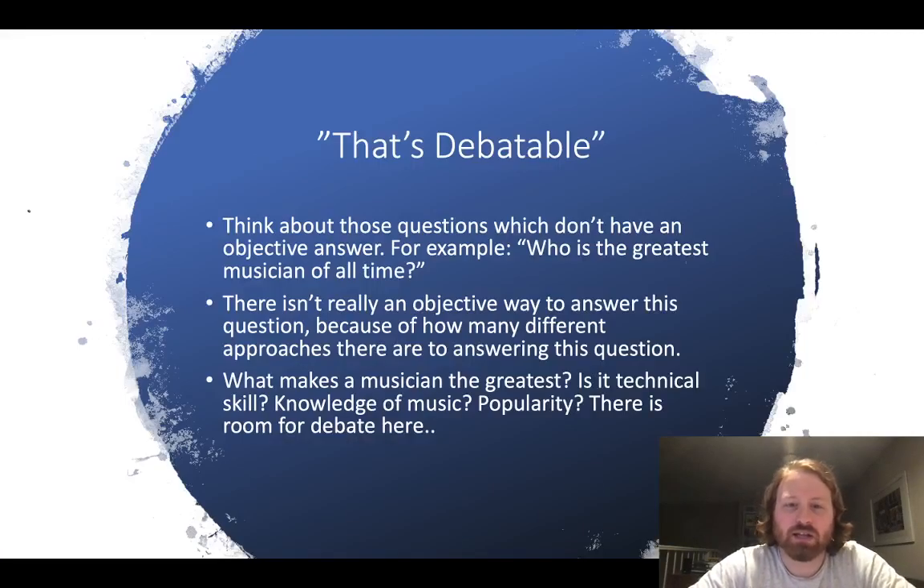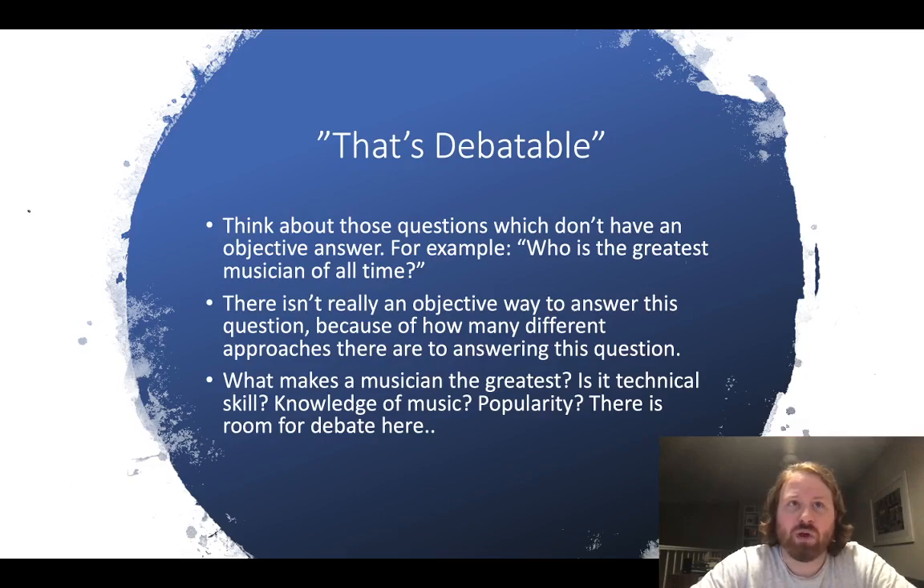I could say something like, you know, Beethoven is a musician, right? That's true. He was that thing. However, if we were to say who is the greatest musician of all time, how do we answer a question like that? Right? There's no objective metric for determining who is a better musician than others, right? I mean, there's so many different ways that we can approach a question like that. What makes a musician the greatest? Do we look at things like technical skill? Do we look at knowledge of music, popularity? Do we look at how they changed the world of music, right? Like maybe the effect they had on music, right?